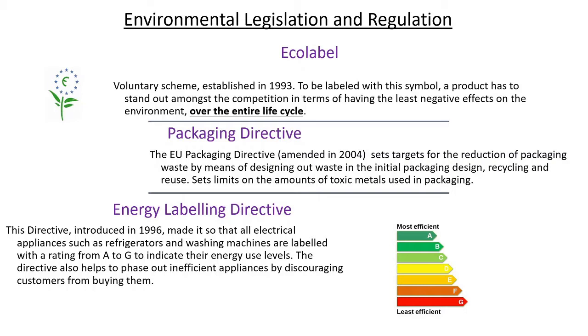So the first one is eco labeling. You can see the logo on the left hand side, the European logo, and then the stars around it. This is a voluntary scheme. It came in 1993. Basically, it shows that the company has the least negative effect on the environment over its entire life cycle. So if you've got 2 products, one of them will have it because they have reduced their environmental impact, like they've actually tried to do that.